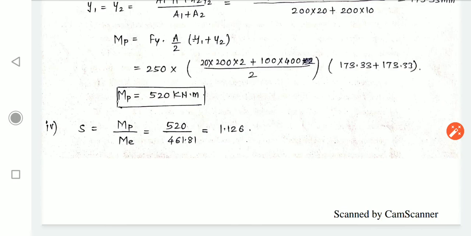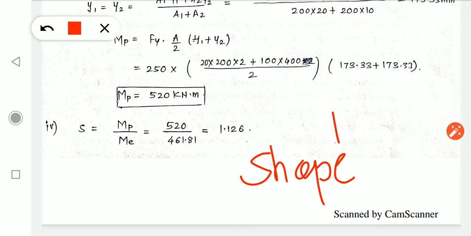We will stop here today. In the next section, we will start calculating the shape factor for an unsymmetrical section. I was supposed to cover it over here, but we will stop here today and cover it in the next lecture.